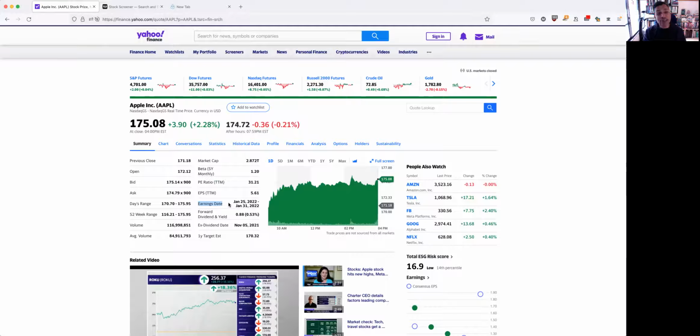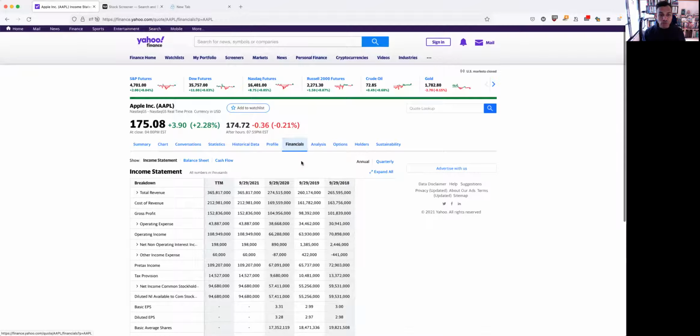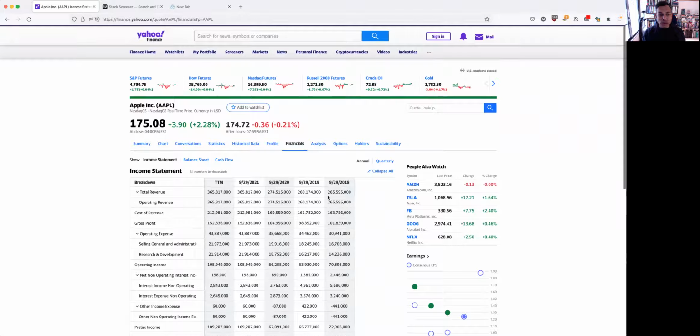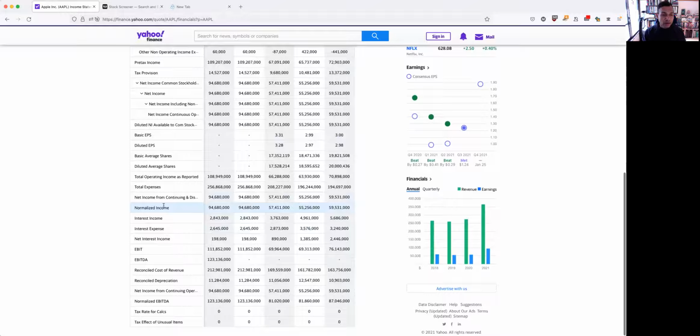So earnings are profits. More specifically, if we were to look at the financials, I'll show you where that is. If you're looking at the income statement, we want to expand it all. And if you go down, you get this net income. This net income from continuing operations is what the earnings are, right?